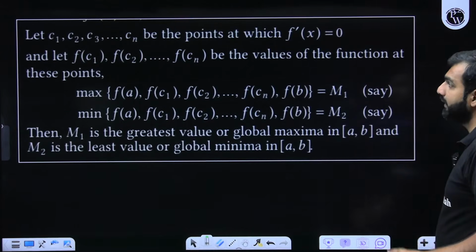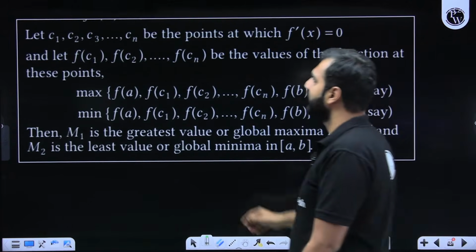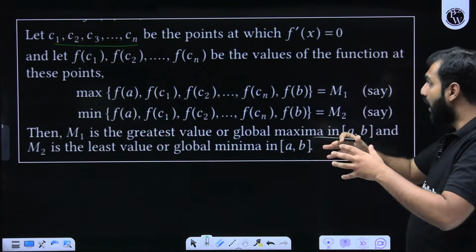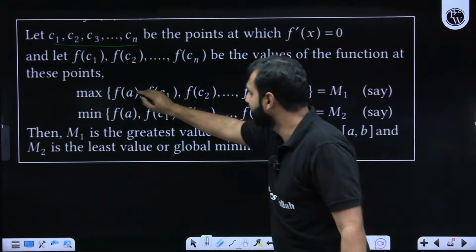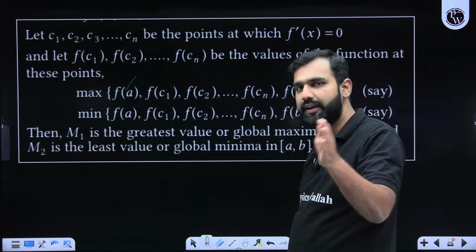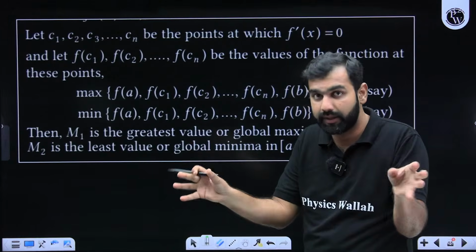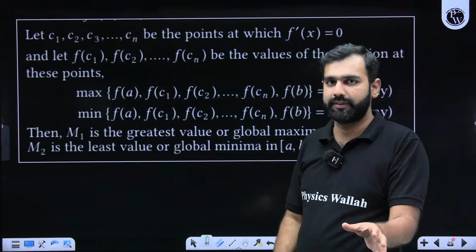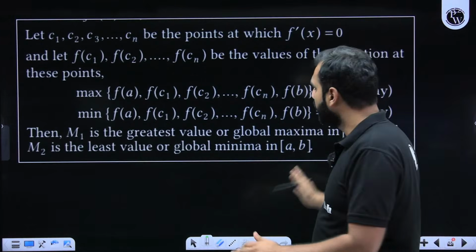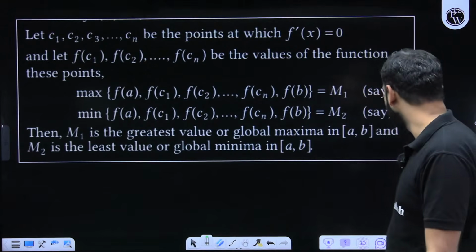Moving ahead with the next part, the concept of global maxima and global minima, we have just discussed. Let's say C1, C2, C3 and Cn are the critical points, along with the boundaries where the function needs to be checked, let's say between A to B. So I'll find the values f of A, f of C1, f of C2, f of C3 until f of B. The critical points are C1, C2, C3. Along with this, f of A and f of B, I'll find the value of the function at all these points. Among all these values, whichever is the greatest will be my global maxima, and whichever is the least will be our global minima. That's a simple concept, I believe so.